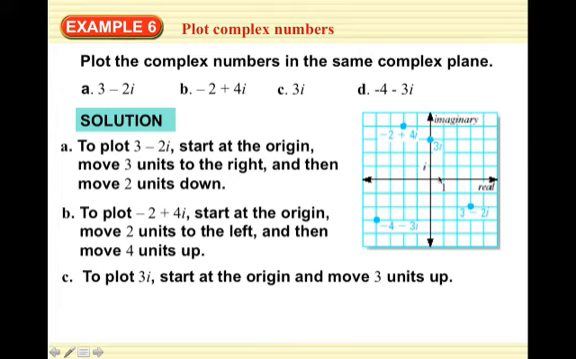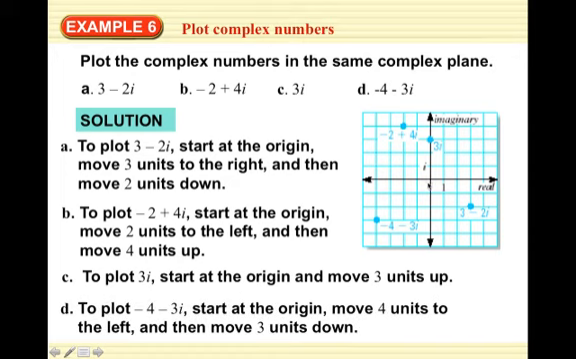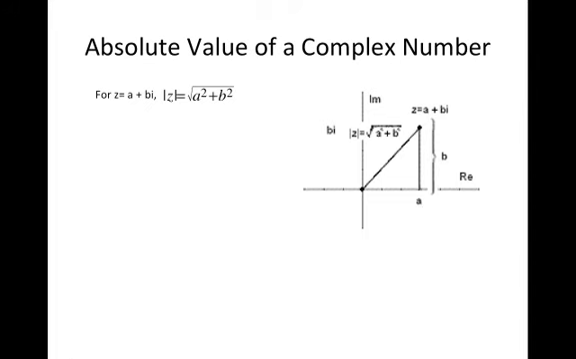Now for 3i, we don't move anywhere for the real, because the real component would have to be 0. It would be 0 plus 3i. So we don't move to the left or the right. We just stay on the imaginary axis and we go up 3 units. Okay, so if we had a pure real number, like if we just had 1, we just go boom over here to 1. Okay, negative 4 minus 3i, we're going to go 4 to the left and then 3 down. Okay, the big thing you have to remember is that real is on the horizontal, and then imaginary is on the vertical.